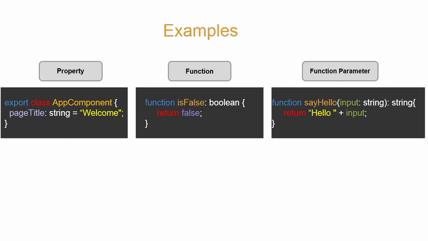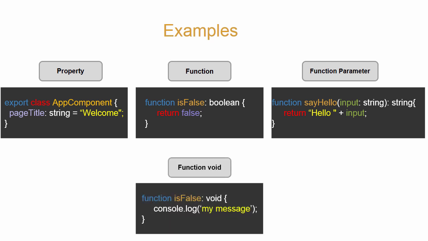Here are a few examples of strong typing. In the first example, we declare a class property of page title that has a type of string and is being set equal to the string welcome. The function and the function parameter examples show you how we're able to define our types by placing this colon directly after the declared function and function parameter. And then what we're returning must match the declared data type, or we get thrown an error. We can also set our function data type to void when not returning anything.